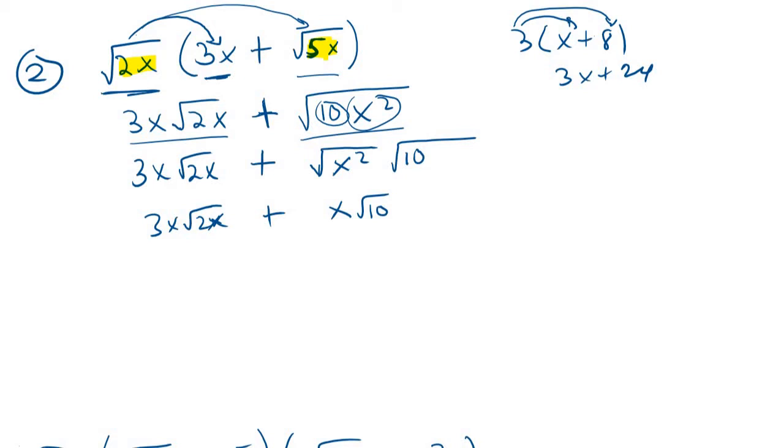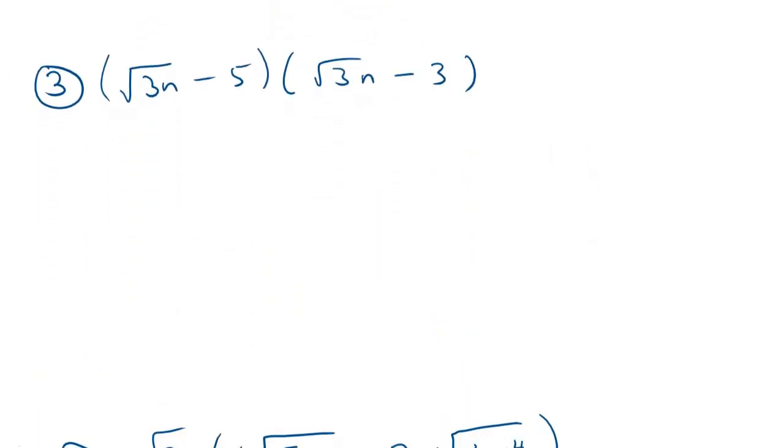Now we come to the end, as you know, we just need to inspect it. We don't have like terms. They are not like radicals, so we cannot do anything. This is a final answer because they are not like terms. All right, there's another example over here.